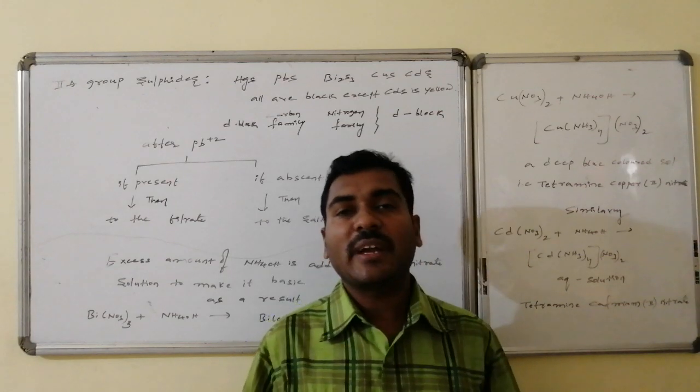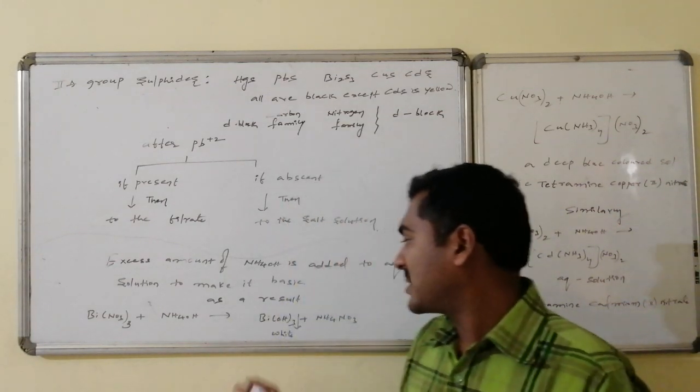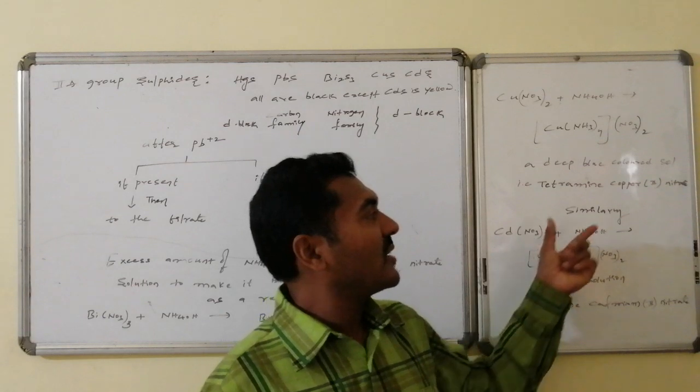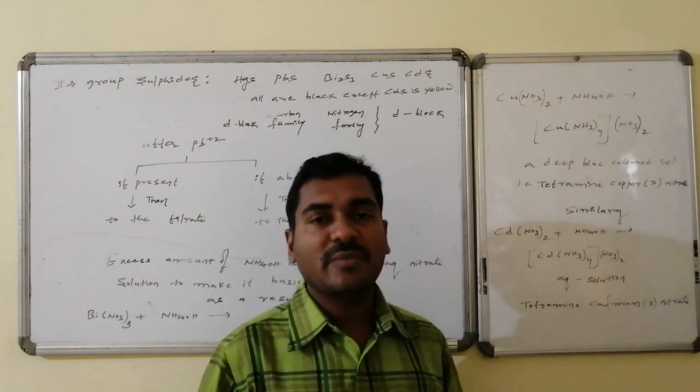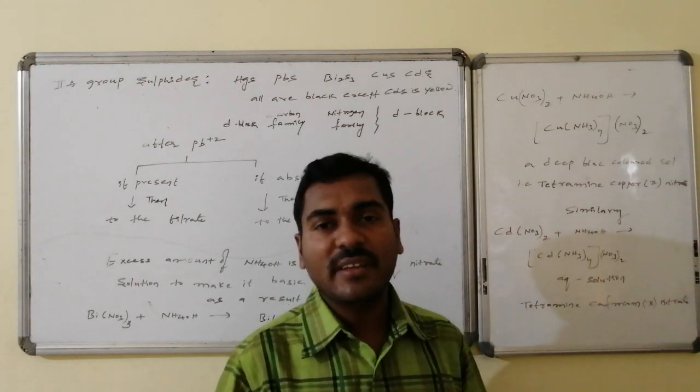This is going to be added. As a result, a white precipitate forms for bismuth. There is a deep blue colored solution for the copper, and an aqueous solution without any change appears for the cadmium.